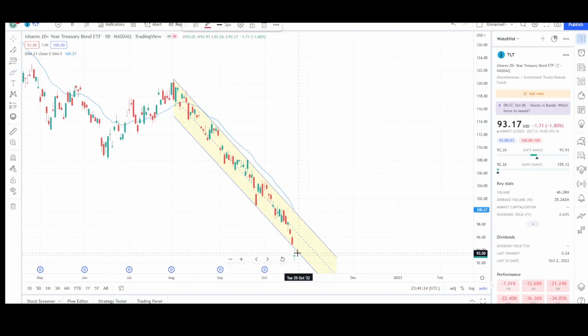Since we're super far away from the EMA, we could see a pullback, and this could be a breakout on this side of the channel. And we're far away from the EMA, so there are multiple reasons why we should be seeing a pullback fairly soon.